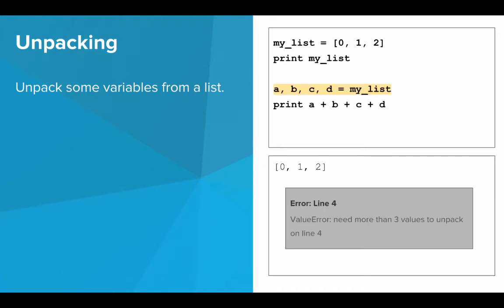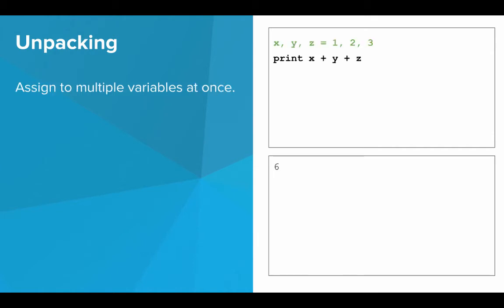If we try to unpack too many things, Python yells at us. A similar thing happens if we try to unpack too few things. We can also unpack without a list. The first line of this program can assign to x, y, and z all at once. Once again, the number of things on the left side must match the number of things on the right side.